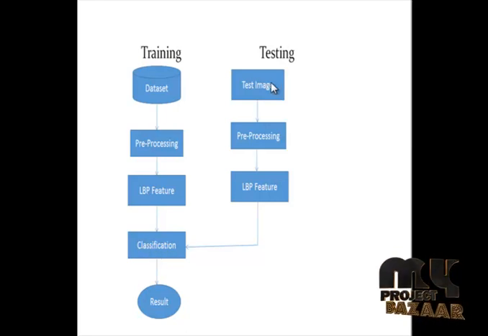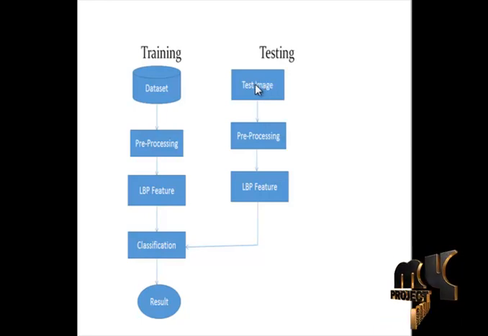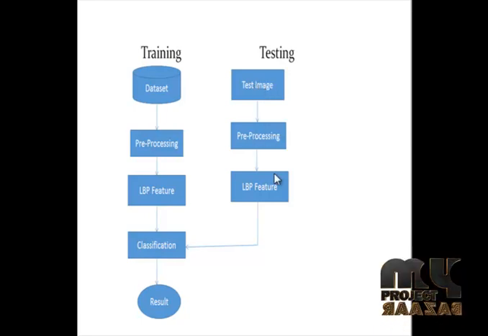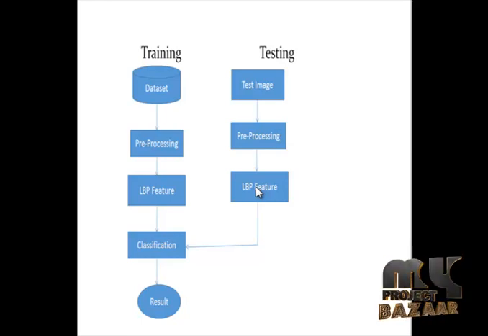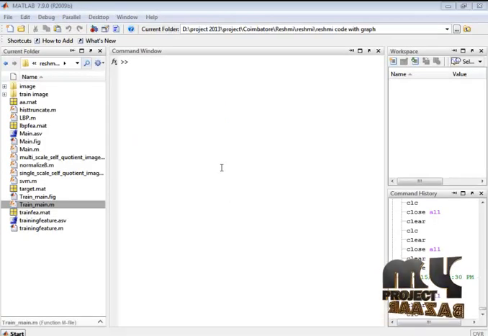In the testing stage, we have to give the input image. The input image passes to the pre-processing stage, and then to the LBP feature extraction technique, and based on the trained classifier, the testing feature is classified as an output. Finally, we get the result of the image. Now let's see the demo of our process.